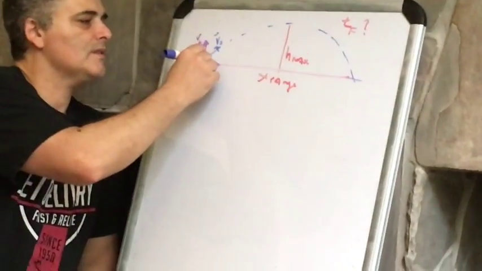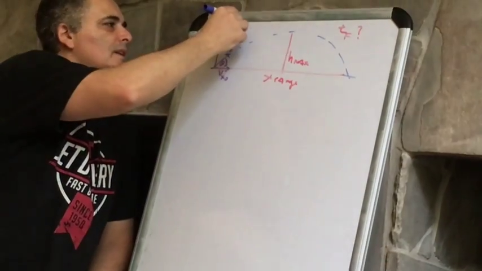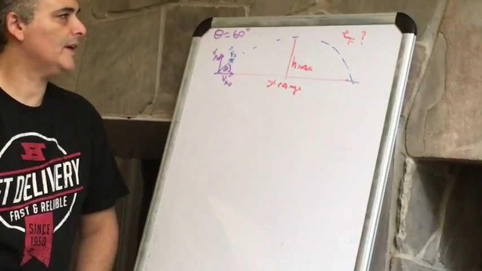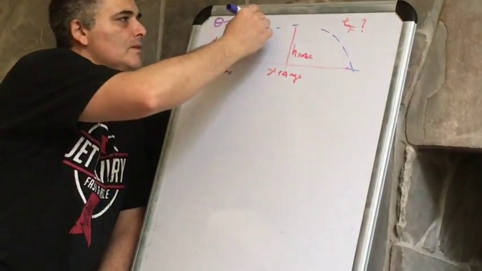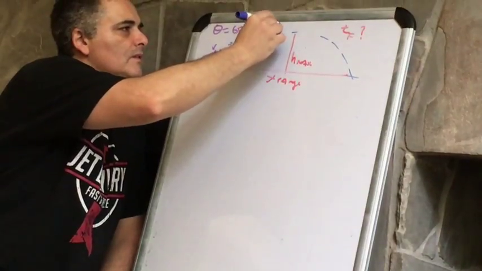What was the angle? There's some angle here. 60. Is it 60? Apparently I love 60 degrees in this test. And this initial speed was 25 meters a second? Yes. So v0 is 25.